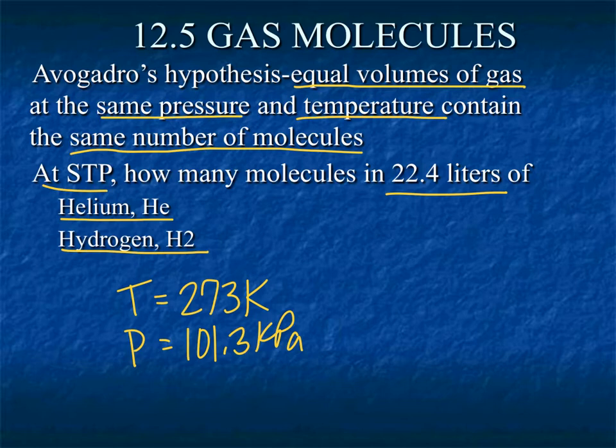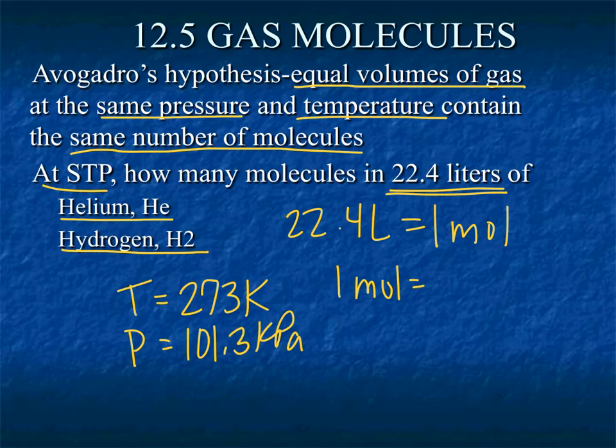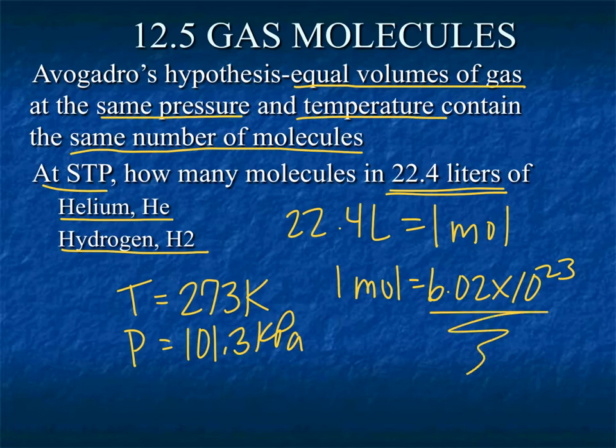They both have the same temperature, the same pressure, and the volume is also the same. So therefore, they will contain the same number of molecules. Well, let's figure out how many molecules that would be. Well, 22.4 liters is equal to 1 mole, right? Well, how many particles are in 1 mole? 1 mole equals 6.02 times 10 to the 23rd molecules. So therefore, both the helium and the hydrogen will contain 6.02 times 10 to the 23rd molecules because all of the conditions are the same.